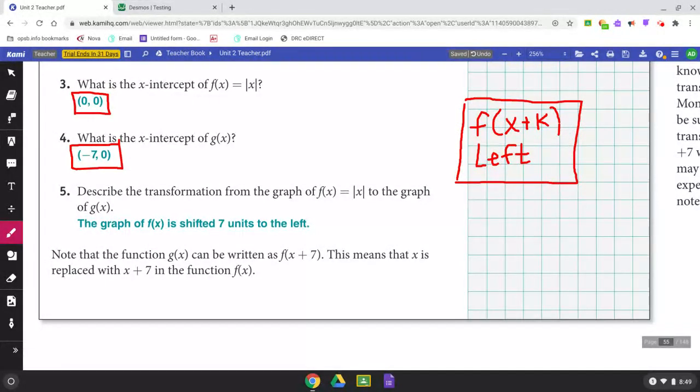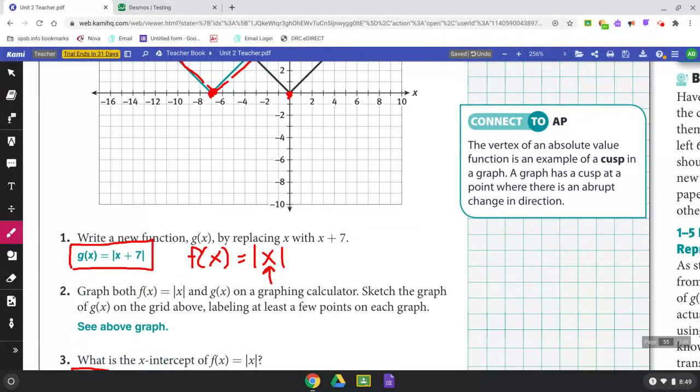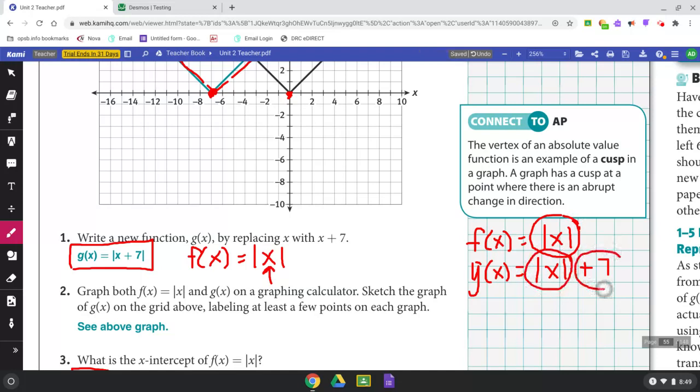Okay? So looking back up here at our example, if we had f of x equals the absolute value of x, and then had g of x being the absolute value of x plus 7 outside of the function, I did not change my parent function at all. My parent function remained the same, and I added 7 outside. That would mean up.